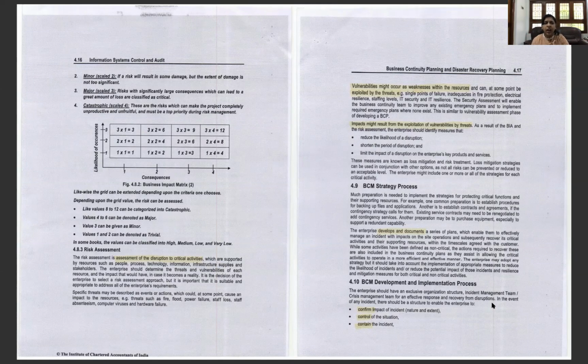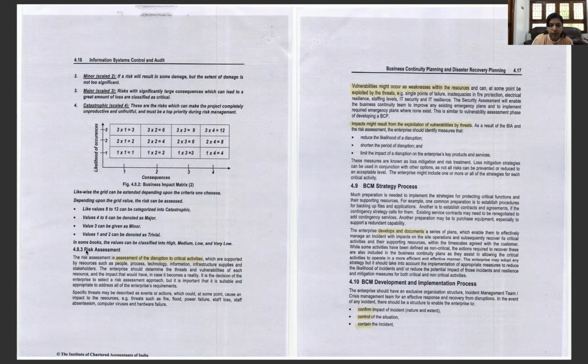Next is major, which can lead to a greater amount of loss, and is classified as critical. So here we have the critical aspect, that is the major and the catastrophic ones. Major is significantly large consequences, and the catastrophic is which can make the project completely unfruitful or unproductive. Okay, so this is about the classification of the consequences of a disaster.